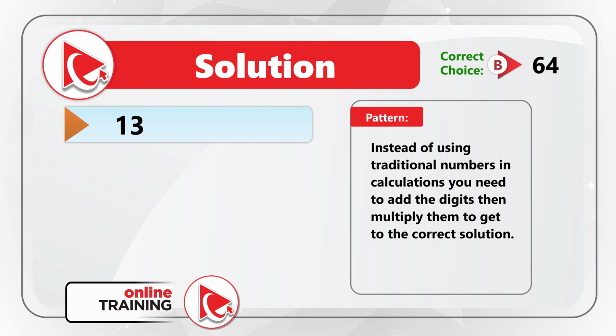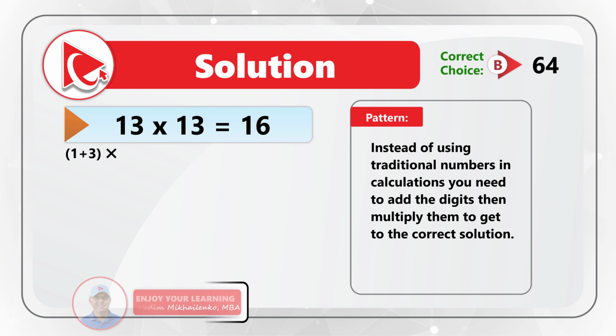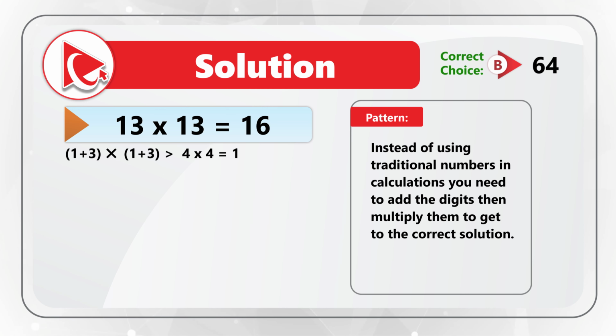So let's look at the first expression. (1+3) multiplied by (1+3) equals 16. In reality, you need to sum up 1 plus 3, then multiply by another expression 1 plus 3, which would be 4 multiplied by 4, which would equal 16.